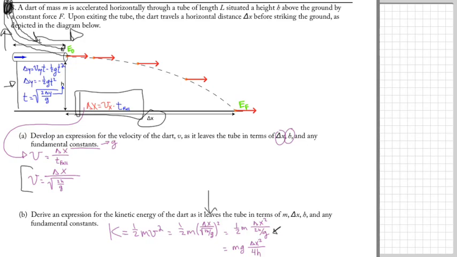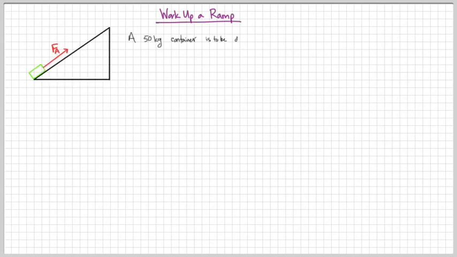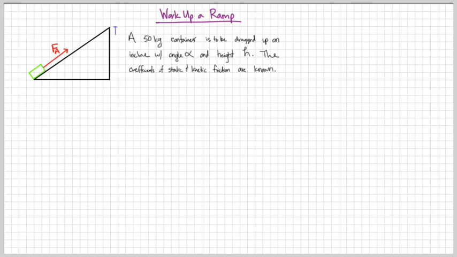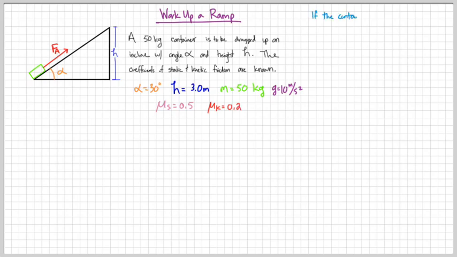Last question is looking at ramps, work up a ramp. Now there are a couple questions on the first problem set I gave you that are basically exactly the same as this, but I forgot to do one more. This is work up a ramp on an incline. Assume there's a 50 kilogram container and it's going to be dragged up the incline, and this incline has an angle alpha and a height h. The coefficients of static and kinetic friction are known, and I'm writing out values of known things right there.